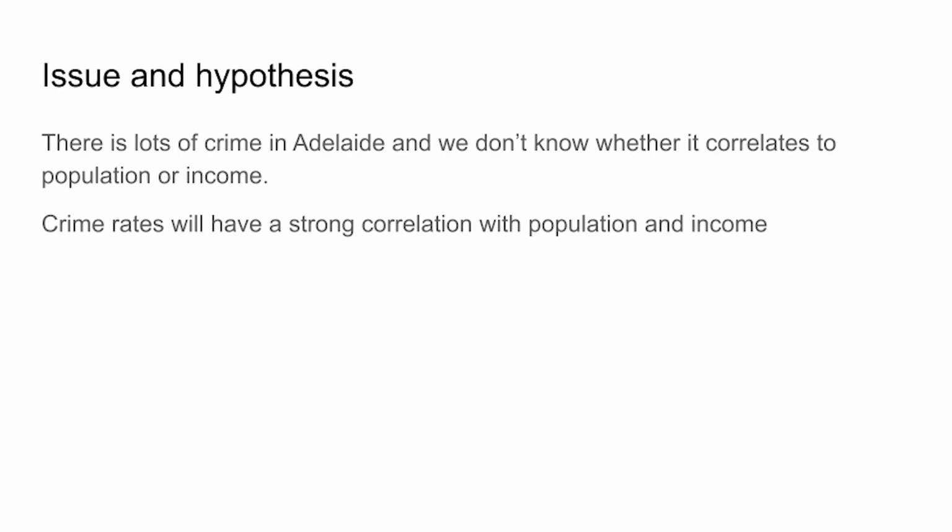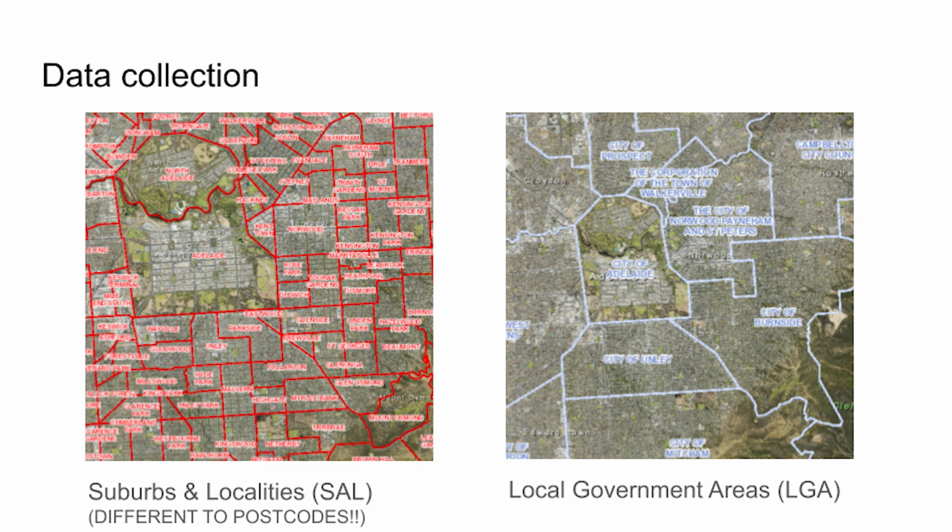Data collection and analysis. The issue is that there is lots of crime in Adelaide and we don't know whether it correlates to population or income. The hypothesis is that population and income do in fact have a strong correlation to crime rates. To investigate this, we're looking at two different types of areas, suburbs and local government areas. These are SAL and LGA respectively.